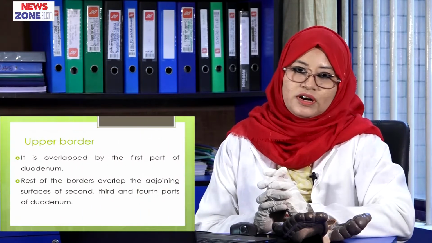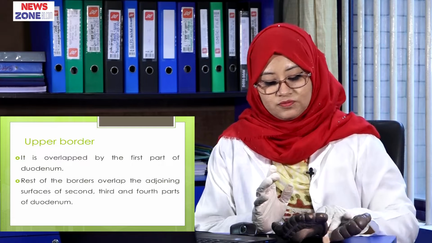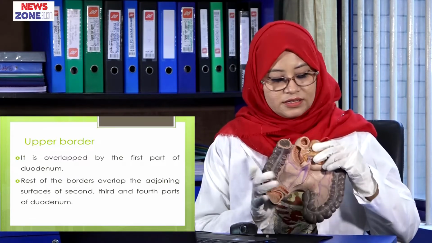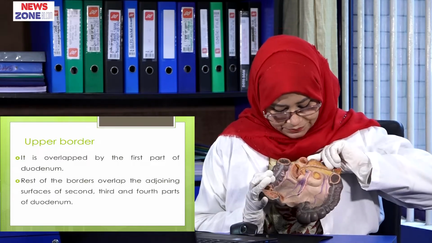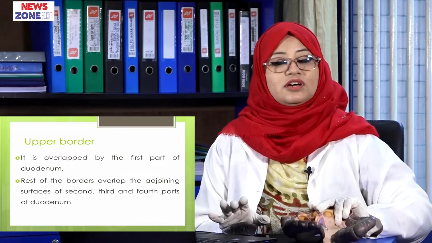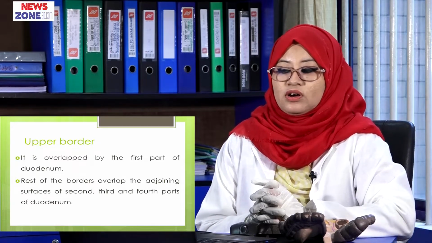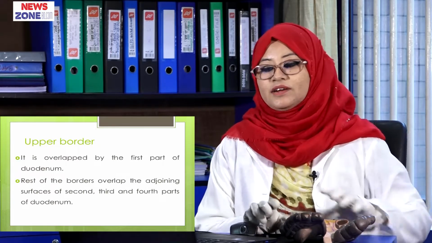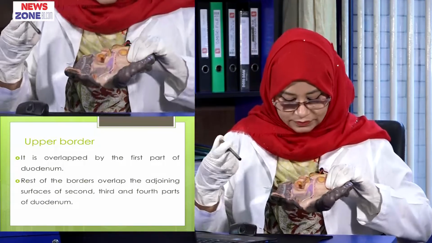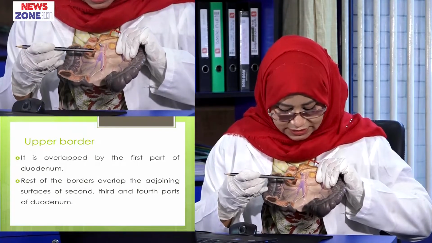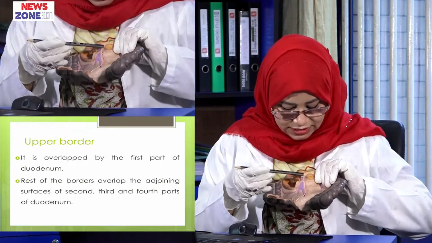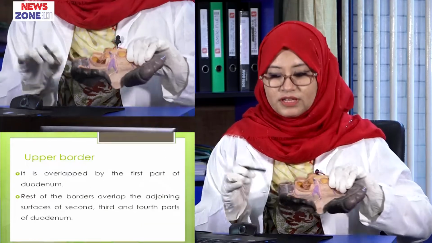Upper border is overlapped by the first part of duodenum, and this is first part of duodenum, and rest of the borders overlap the adjoining surfaces of second, third and fourth parts of the duodenum. These are second, third and here is fourth part of the duodenum.